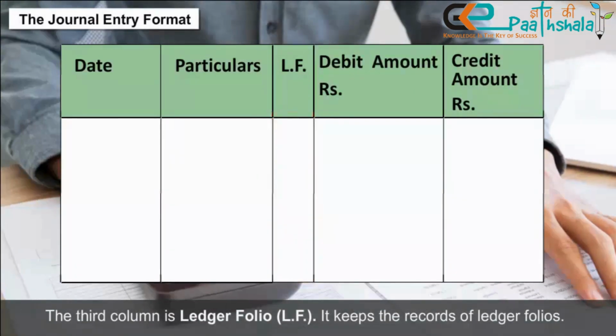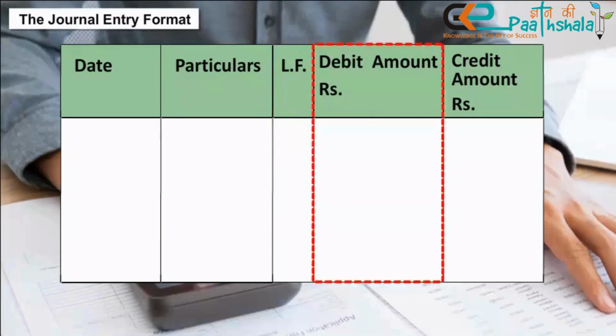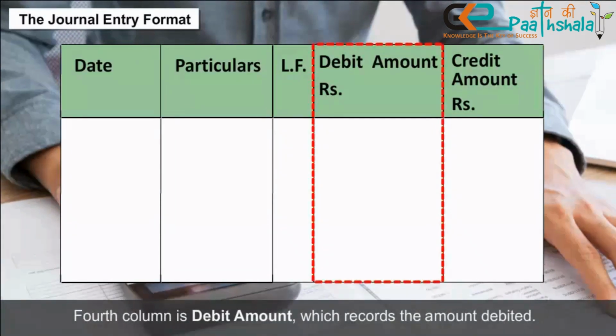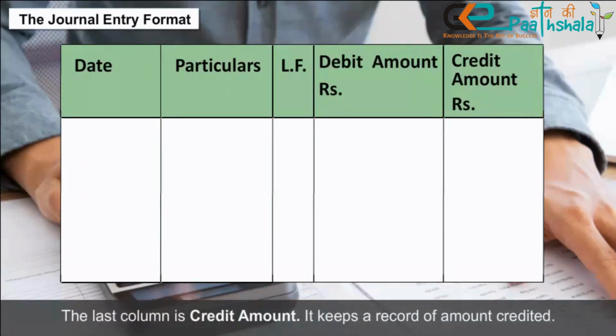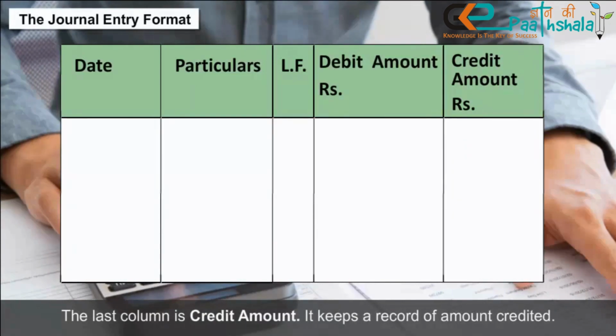The third column is ledger folio or LF. It keeps the records of ledger folios. The fourth column is the debit amount column, which records the amount debited. The last column is credit amount. It keeps a record of the amount credited.